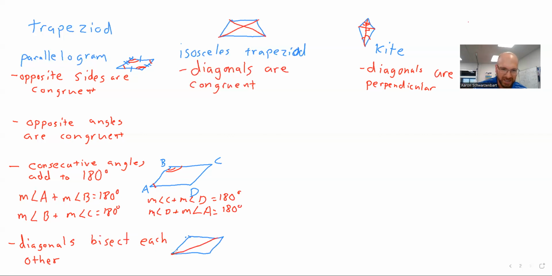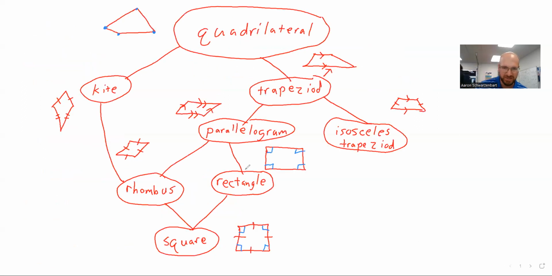So this means these diagonals here, this half is equal to that half. And this half is equal to that half. So keep in mind that all the properties of parallelograms are going to apply to the things below it. So all of those properties also apply to rectangles, rhombuses, and squares.